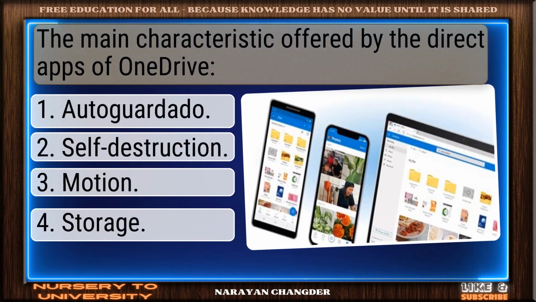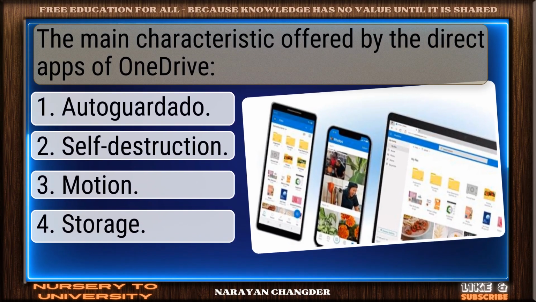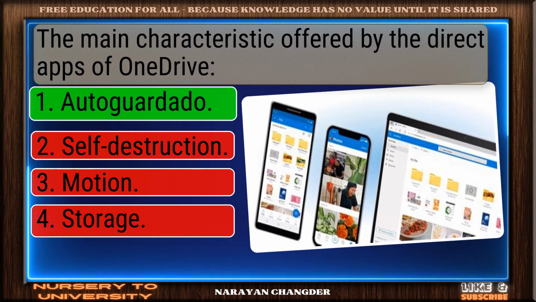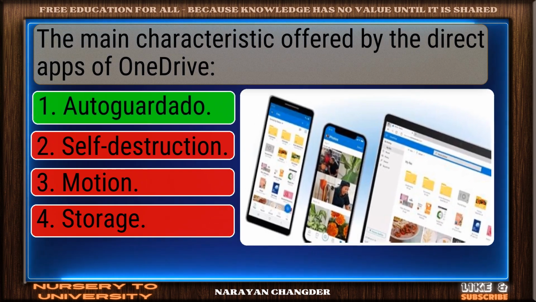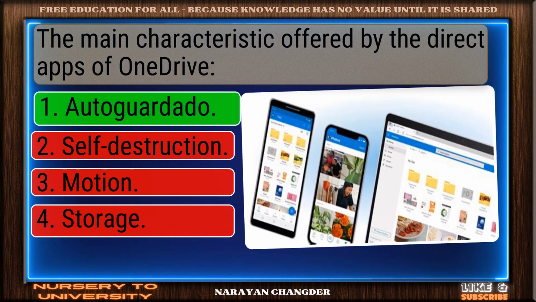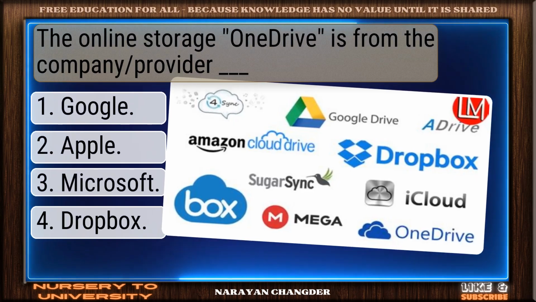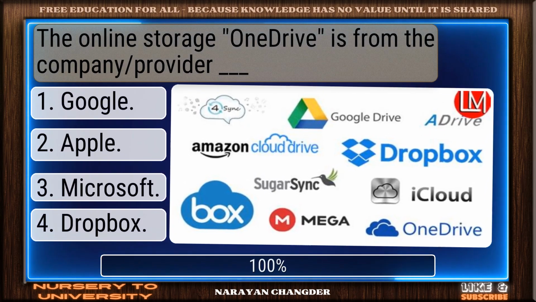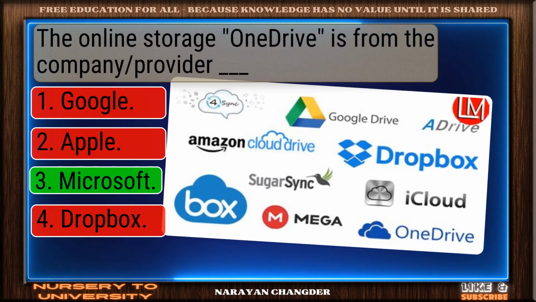Question number 13. The main characteristic offered by the direct apps of OneDrive. Clear logic. Your choice autoguardado is sound and 100% true. Question number 14. The online storage OneDrive is from the company provider dash. Excellent. Microsoft is a brilliant choice.